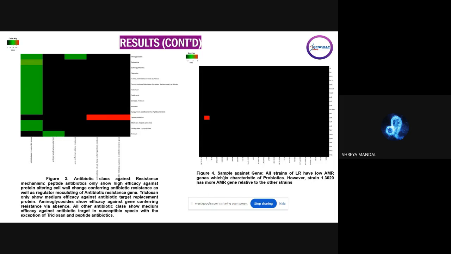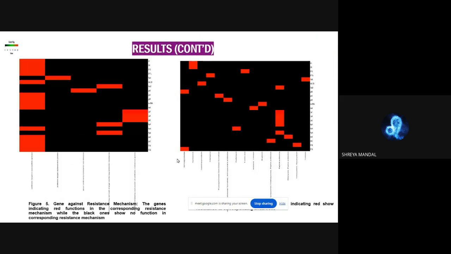We have also studied the samples against the genes. All the strains of Lactobacillus rhamnosus have low AMR genes, which is a characteristic of probiotics. However, you can see here the red color, which is seen only in strain 1.302, so it has more AMR genes relative to the other strains. Moving on to the next, the genes against the resistance mechanism.